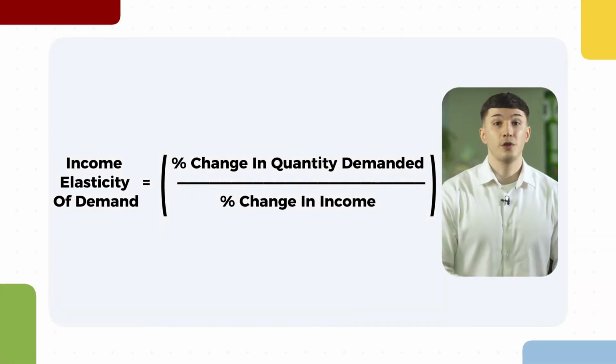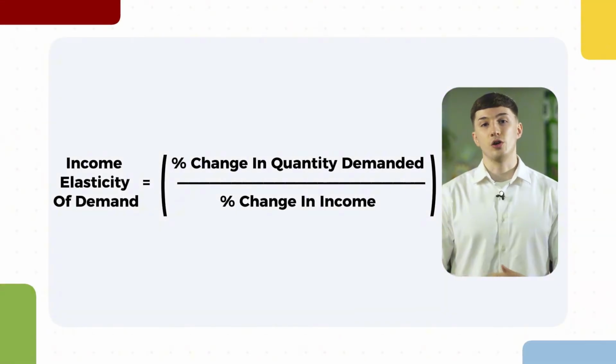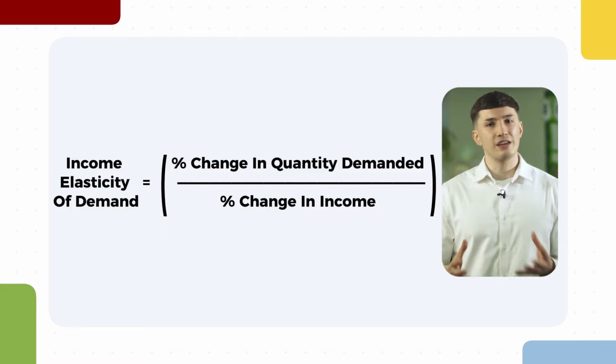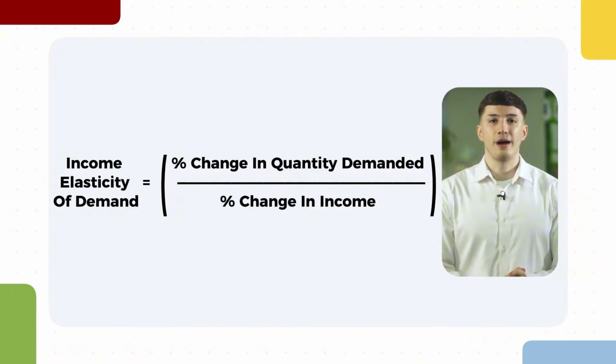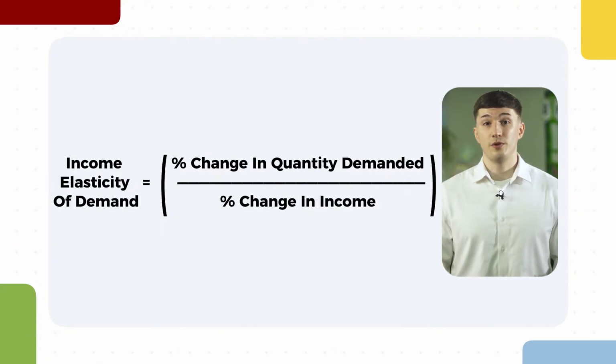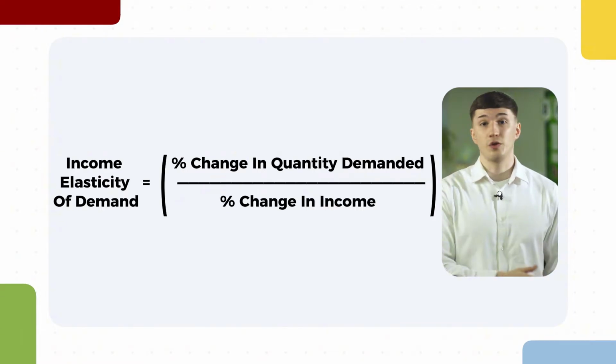Now, onto the formula for income elasticity of demand. We calculate this by taking the percentage change in quantity demanded divided by the percentage change in income. This formula is more or less identical to price elasticity of demand, with the only difference being we divide by the percentage change in income, not the percentage change in price. If you haven't already, I highly recommend watching our video on price elasticity of demand, where we look at a method that will make sure you never forget the formula ever again.